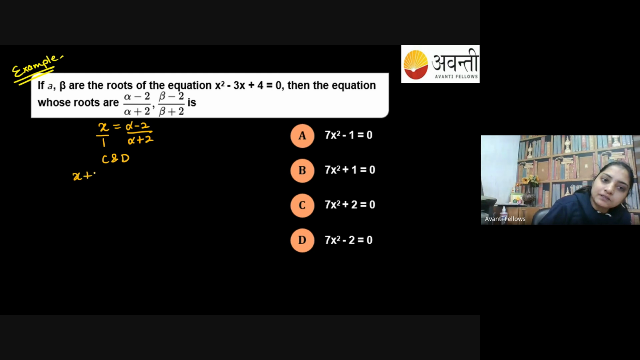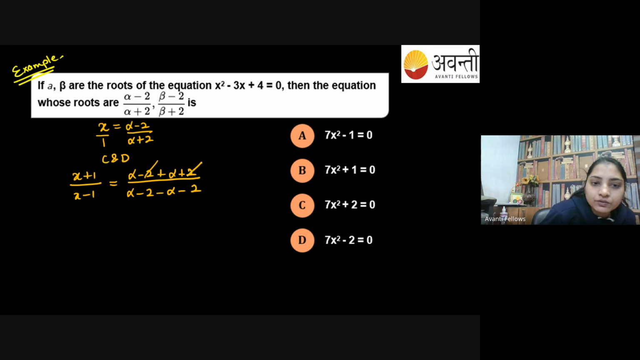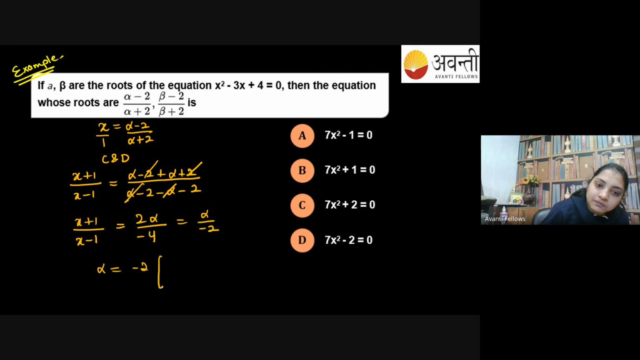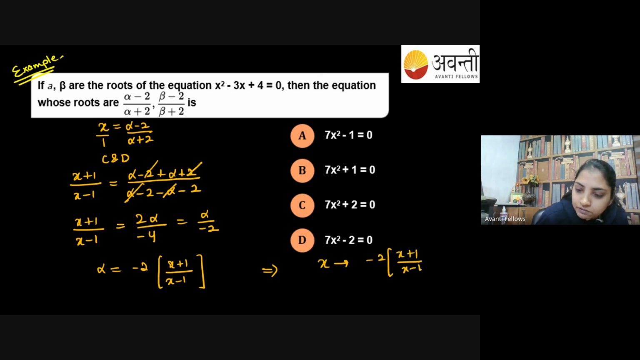So x plus 1 over x minus 1 equals alpha minus 2 plus alpha plus 2, divided by alpha minus 2 minus alpha minus 2. Agree? So the 2s cancel, alpha and alpha cancel. It means x plus 1 divided by x minus 1 equals 2 alpha by minus 4, which is alpha by minus 2. So alpha equals minus 2 times x plus 1 divided by x minus 1. Now I just need to transform x2 minus 2x plus 1 divided by x minus 1. After solving, I will get the final answer. Quite easy.